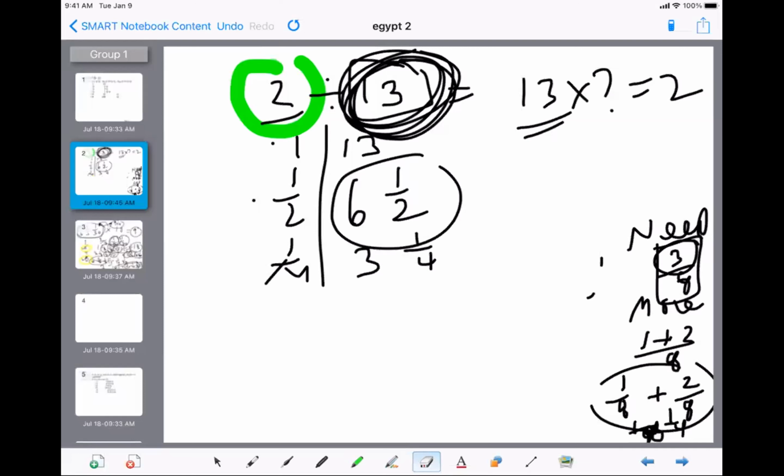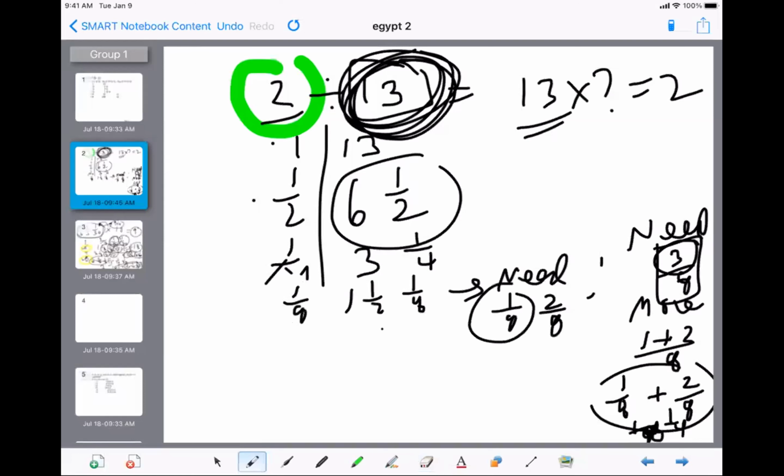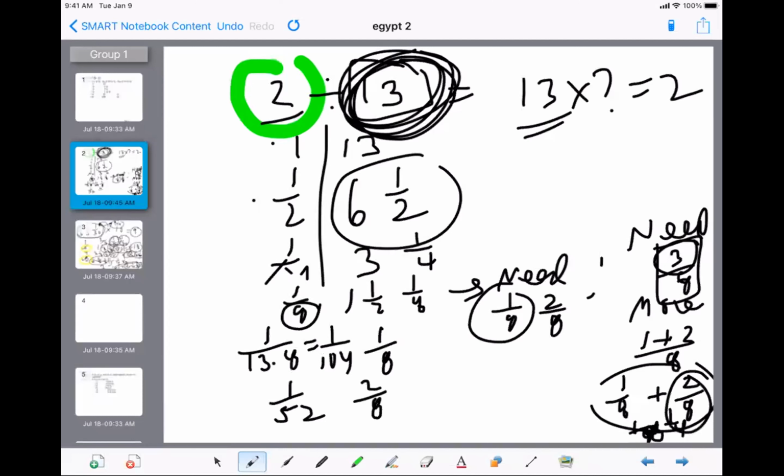Okay, so here's where I was. I was at 1/8. And then I needed 3/8, which is 1/8 plus 2/8. So I got to the 1/8 by doing 1 over 13 times 8, which is 1 over 104. But I also need the 2/8, so I double both of those and I get 1 over 52, and that becomes 2/8, which is 1/4.